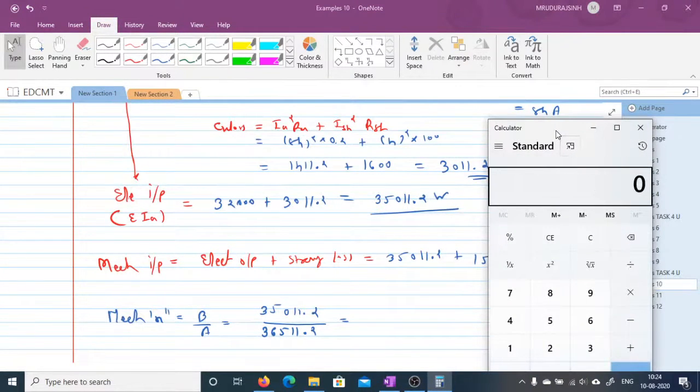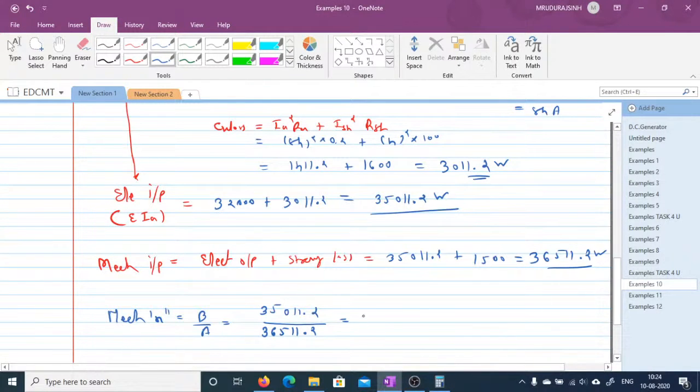let me calculate this thing, divided by 36511.2, which gives us 95.89. So it's 0.9589, and if we convert this efficiency into the percentage, then we'll get 95.89 percentage. So this is our mechanical efficiency, right?